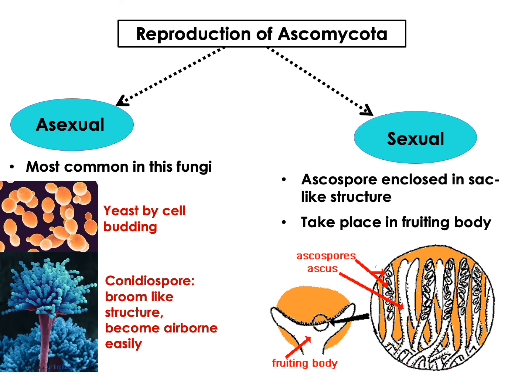Okay, so this is the reproduction of the Ascomycota. It can either be asexual or sexual. Asexual is the most common in these fungi. It is either by cell budding, or it becomes airborne as well, produced by conidiospores. For sexual reproduction, we have the ascospores enclosed in a sac-like structure, and it takes place in the fruiting body.